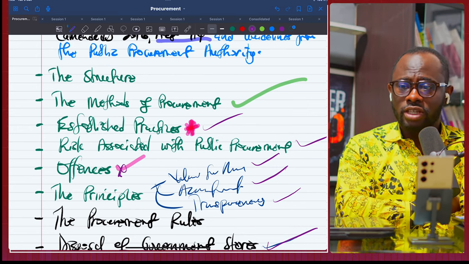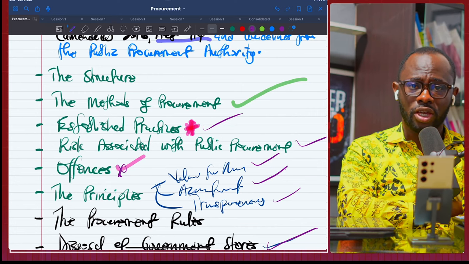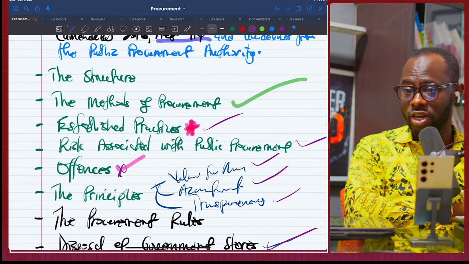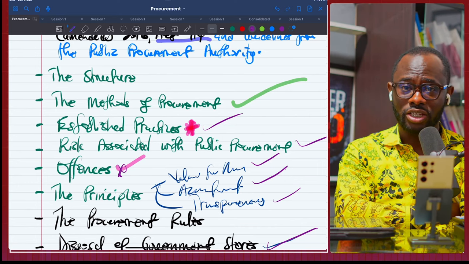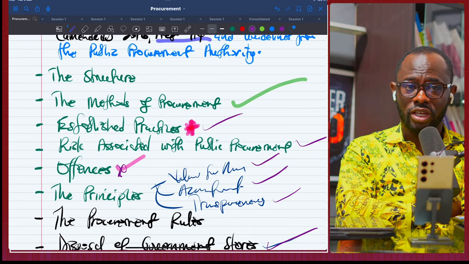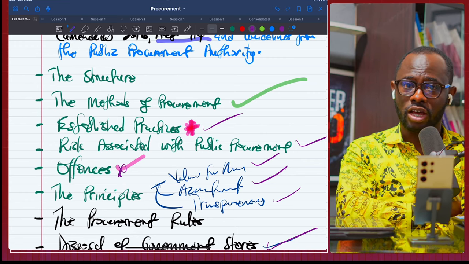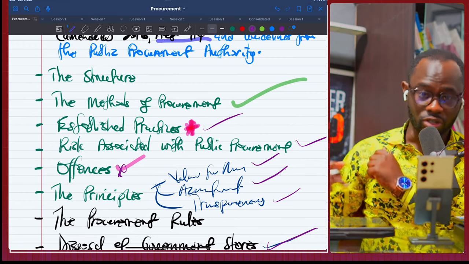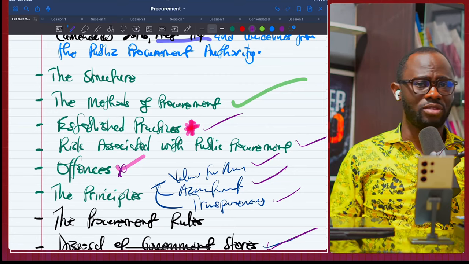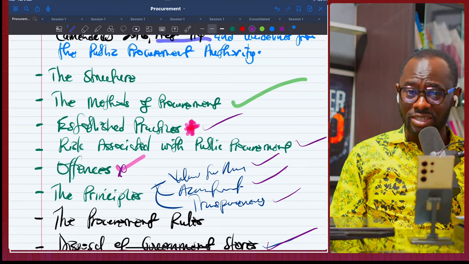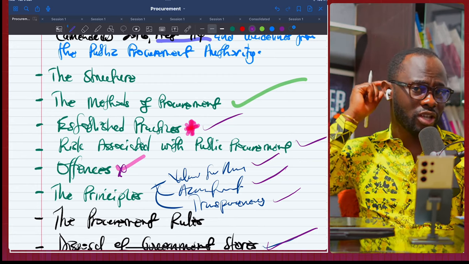So these are areas that you want to really make sure that, in addition to everything you are reading, you look at them well, because the examiner can throw a jab at you as you go into the exam, and you can block it because you have read it. So the risks associated with public procurement is something you need to know about. Offenses in public procurement you have to know about.